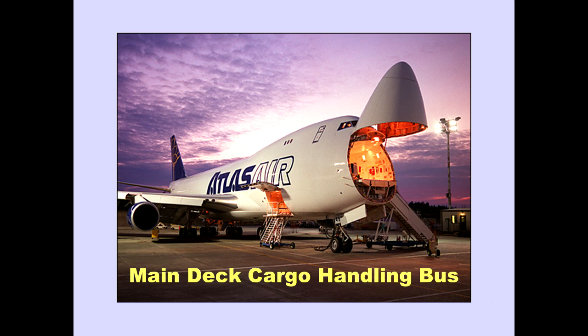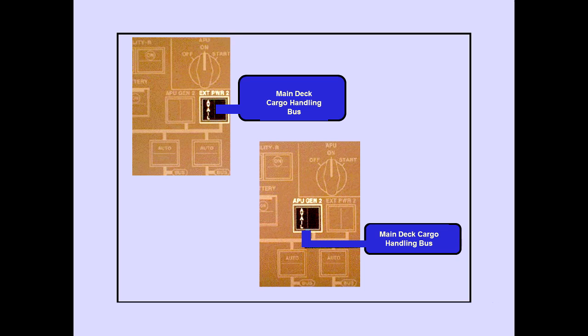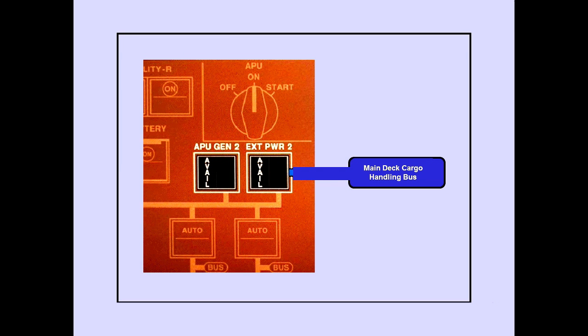The main deck cargo handling bus is powered on the ground only and provides electrical power for cargo handling equipment on the main deck. The main deck cargo handling bus is powered automatically whenever either external power 2 or APU generator 2 is available. If both power sources are available, external power 2 powers the bus.